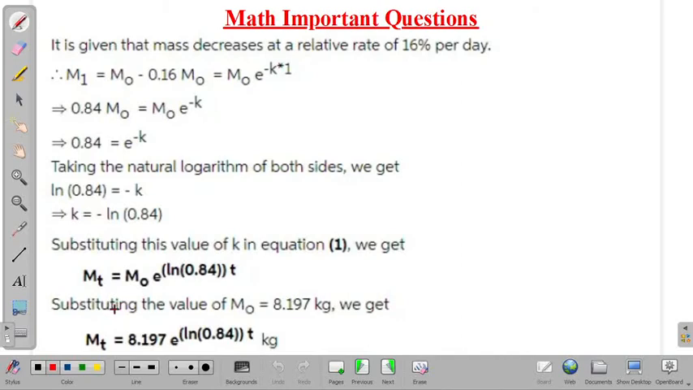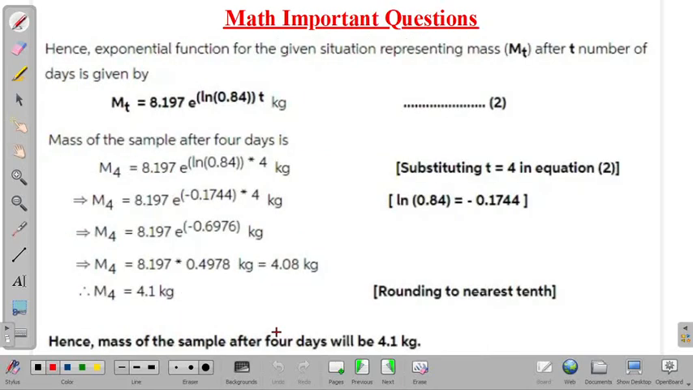And as m0 is given as 8.197, the initial mass of the radioactive substance, we can write M(t) equal to 8.197 times e raised to the power ln of 0.84 times t, and this will be in kg. This is the exponential function. So the exponential function for the given situation is M(t) equal to 8.197 times e raised to the power ln of 0.84 times t.